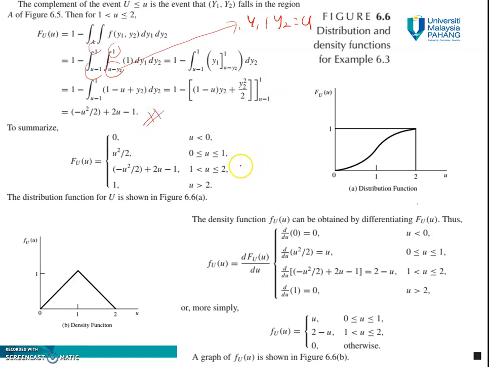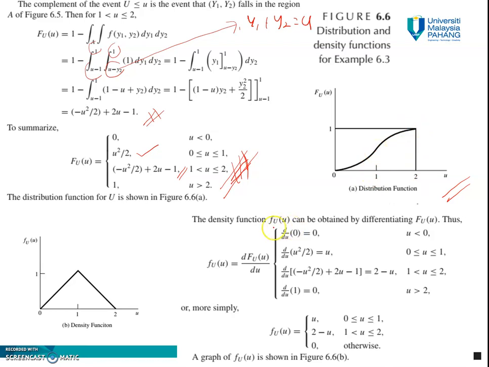Okay, so now this is the summary. That means the distribution function of U equal to y1 plus y2: for U less than 0, you get 0. For U greater than 2, you get 1. For U between 0 and 1, you get this one, direct integration. But when you have U between 1 and 2, it will be 1 minus something, the other area. So this is the total distribution function of U. It can be seen as shown in figure 6.6a. Basically at the moment for y1 and y2, you have until here, isn't it? But then when U is between 1 and 2, it becomes like this.